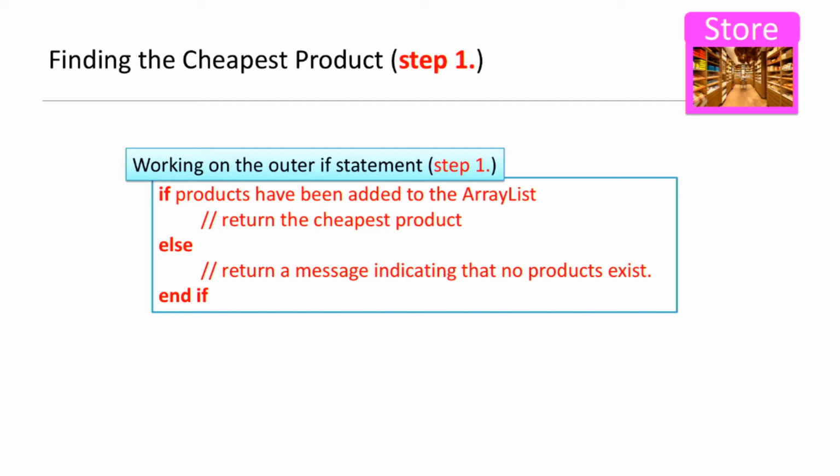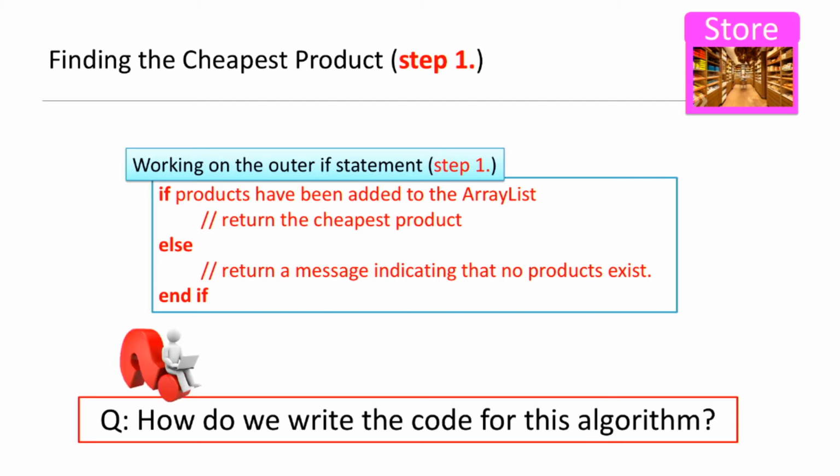So what I'd like you to do is think about that, pause for a moment, and see if you can write a piece of code to do that. How do we find out if we have any elements in an array list? That's really what we're asking. So if you can answer that, you've got the first part of this solved. Let's take a look at the answer.